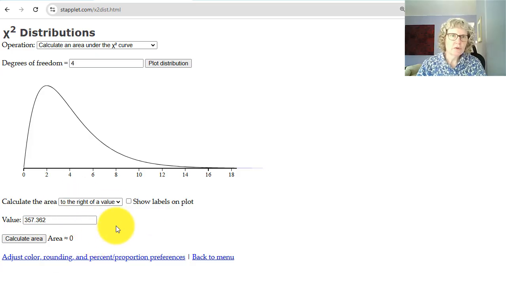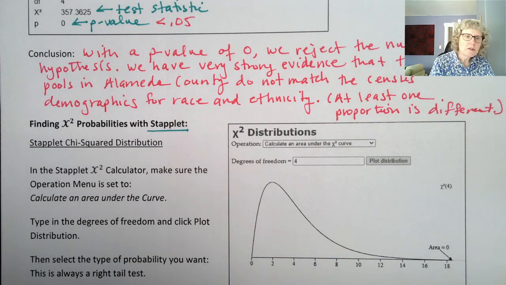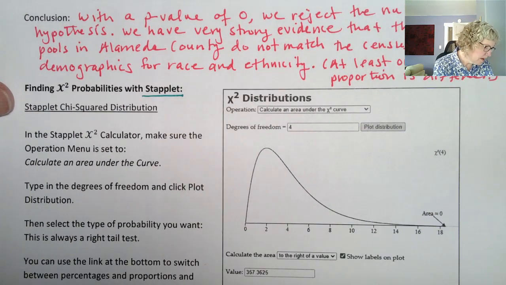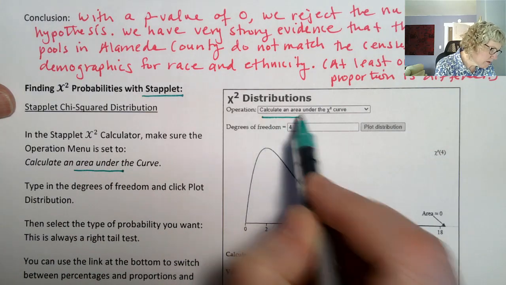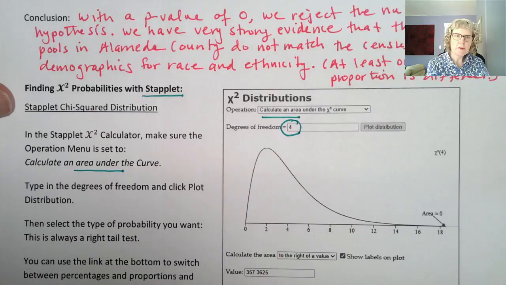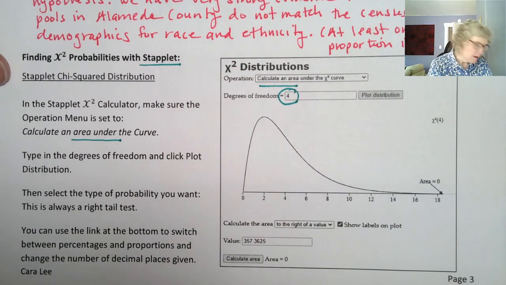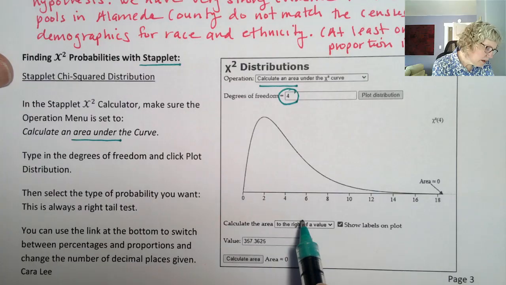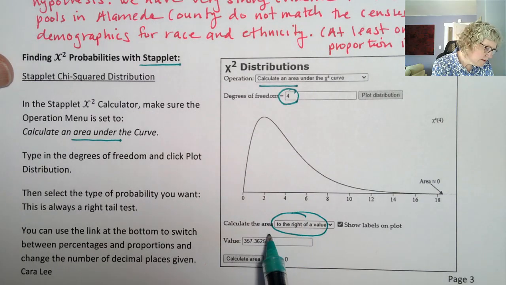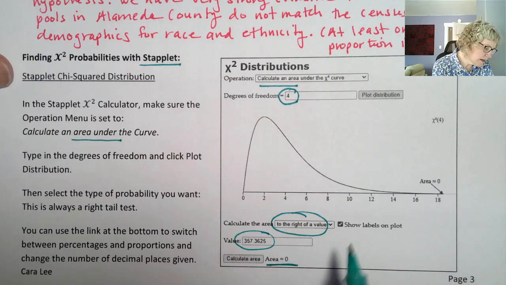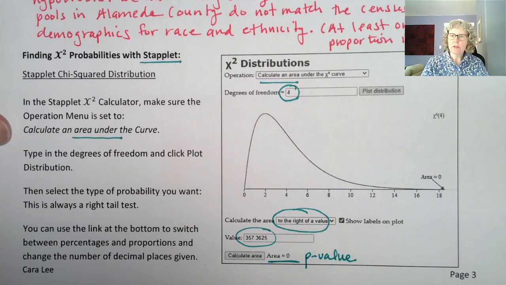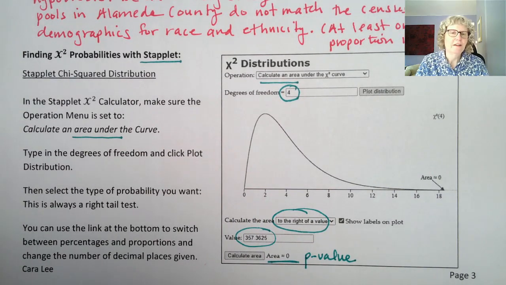Okay, so that kind of shows you how we're getting this p-value, okay? So let me just highlight some instructions on here. So calculate an area. Still got to tell you about the degrees of freedom. And we put in always a right tail test, put in our test statistic, and that's our p-value. Okay, so just like you are used to with the normal curve, but with the chi-square distribution. Okay, let's go to the next page.